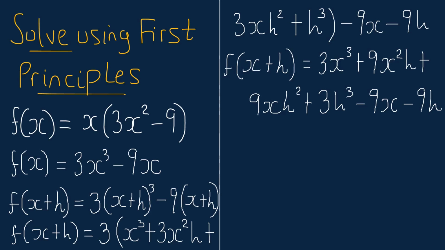Remember to follow the 5 steps of First Principles Differentiation. These 5 steps will help you to progress from the function f of x to the function f prime of x, including limit as h tends to 0.